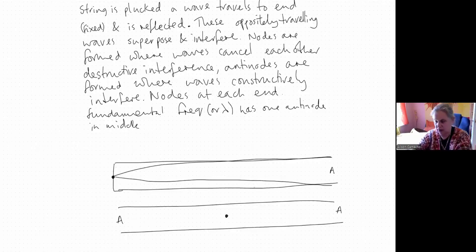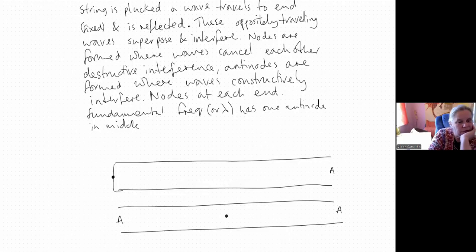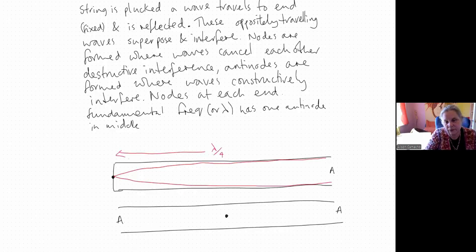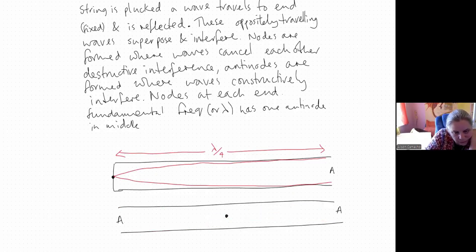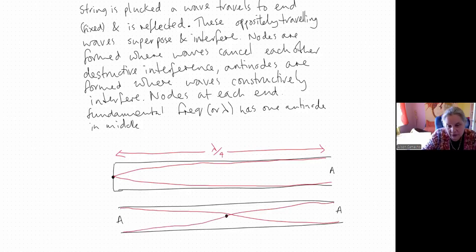That was rubbish, Alison. Let's try that again. I'm going to change colour. Like that, and like that. That's a quarter of a wavelength, lambda over 4. And this one does that. Again, both of them rubbish. Let's try that once more. Something like that. And this one is lambda over 2.